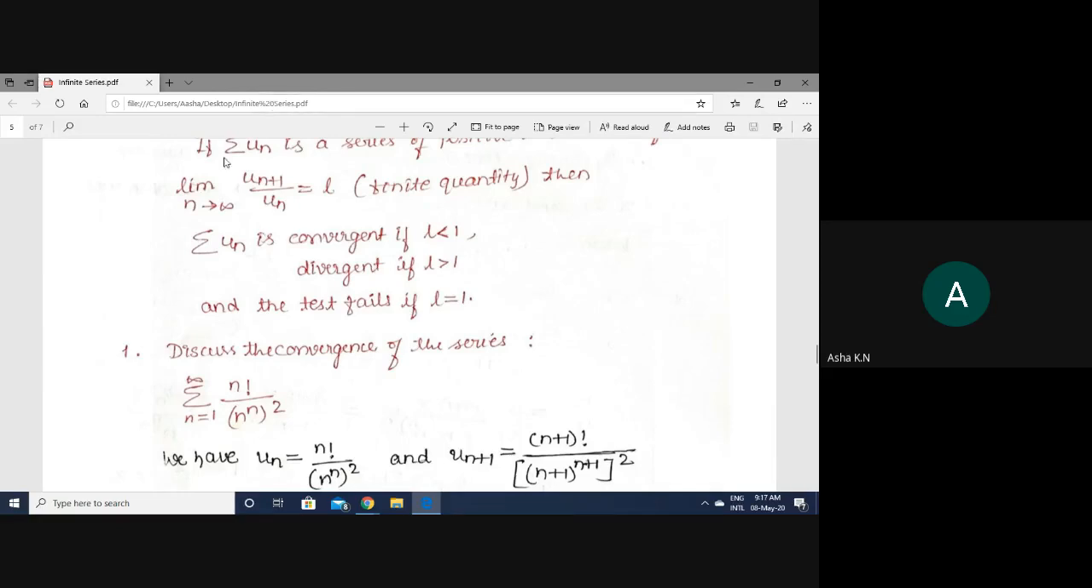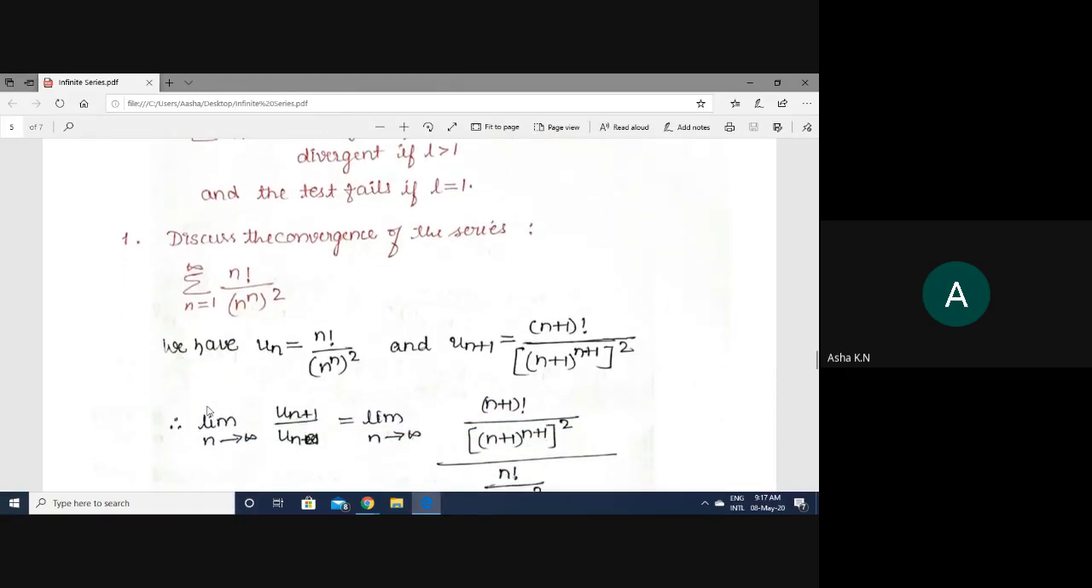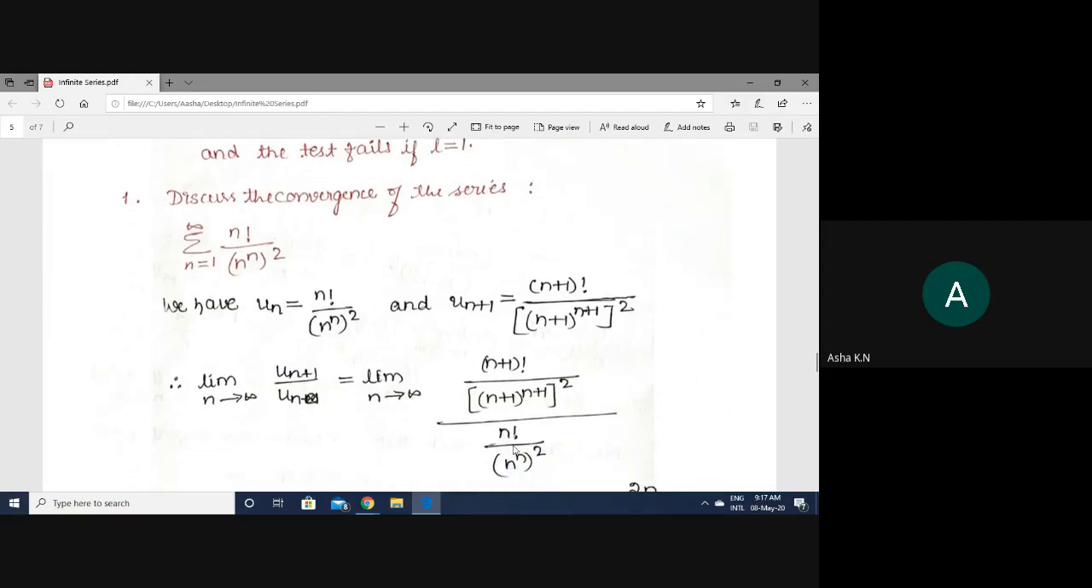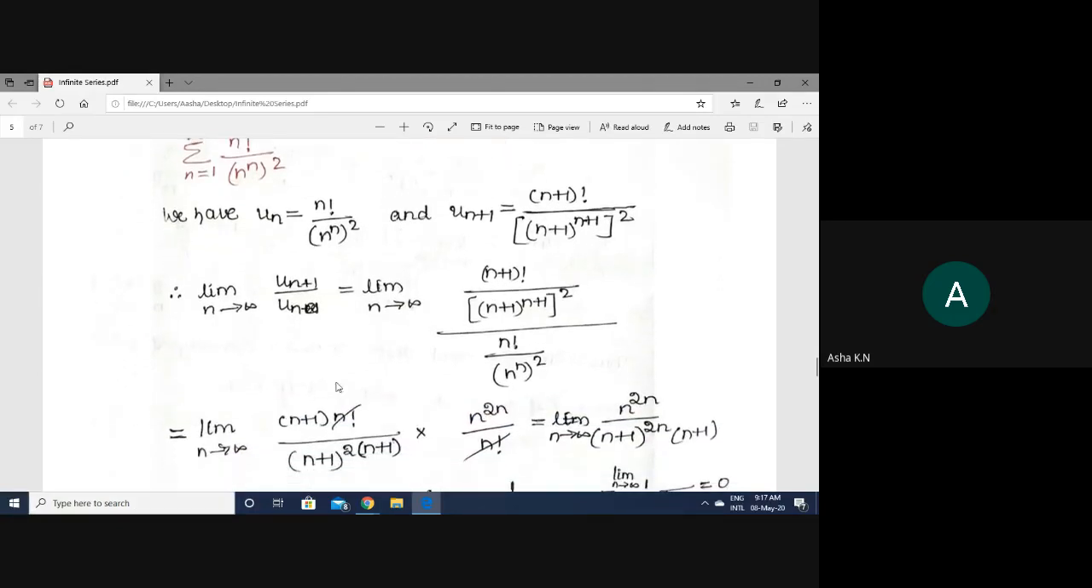Now we need this ratio un plus 1 by un. You can directly apply the limit also. So the limit as n tends to infinity of un plus 1 by un is equal to the limit as n tends to infinity of un plus 1, substituted here, divided by un. The numerator I have written as it is, and the denominator I have taken to the numerator, so it becomes the reciprocal of that.